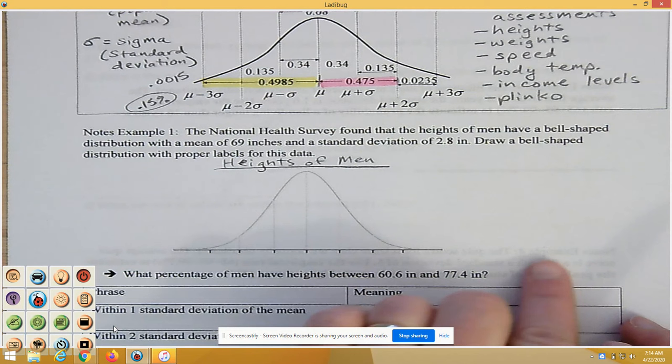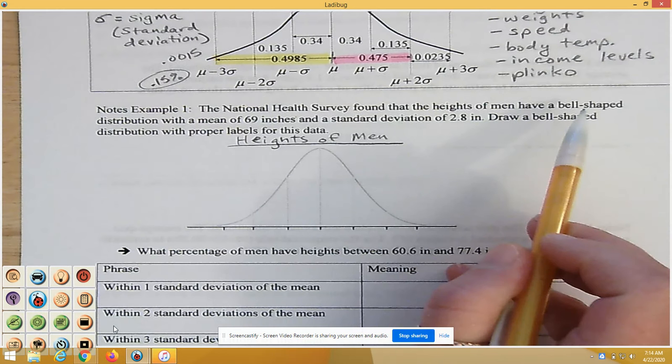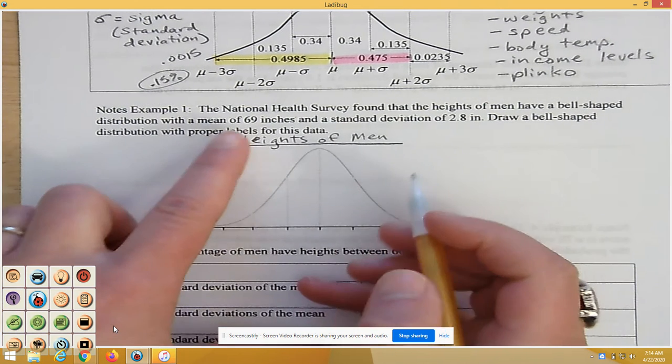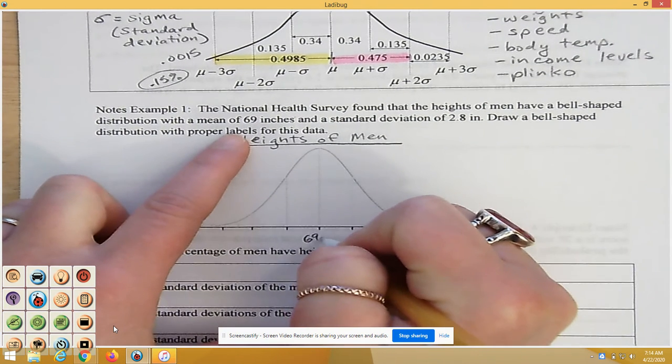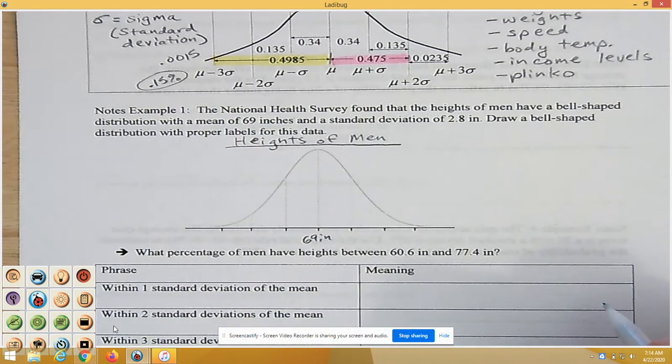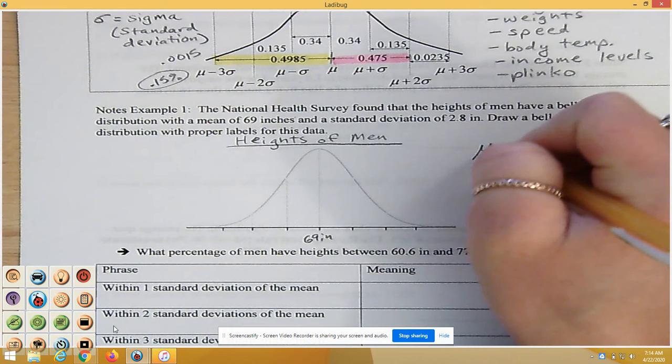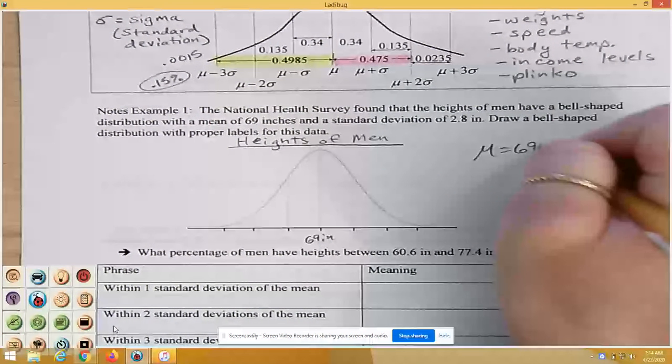The National Health Survey found that the heights of men have a bell-shaped distribution with a mean of 69 inches. So this is going to go in the middle. Our mu is 69 inches, and it has a standard deviation of 2.8 inches. Draw a bell-shaped distribution with proper labels for this data.